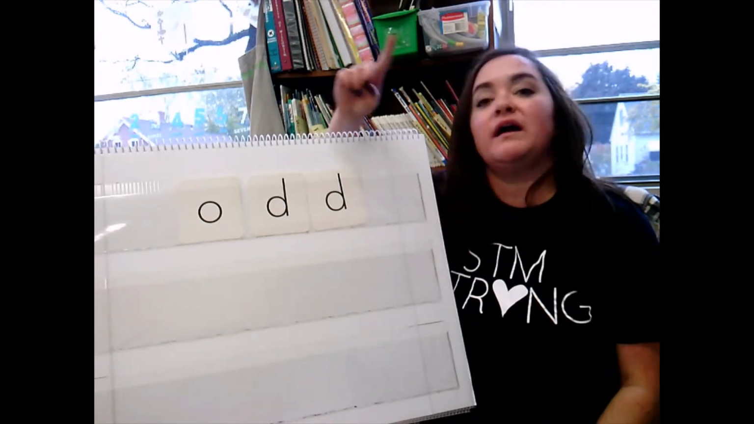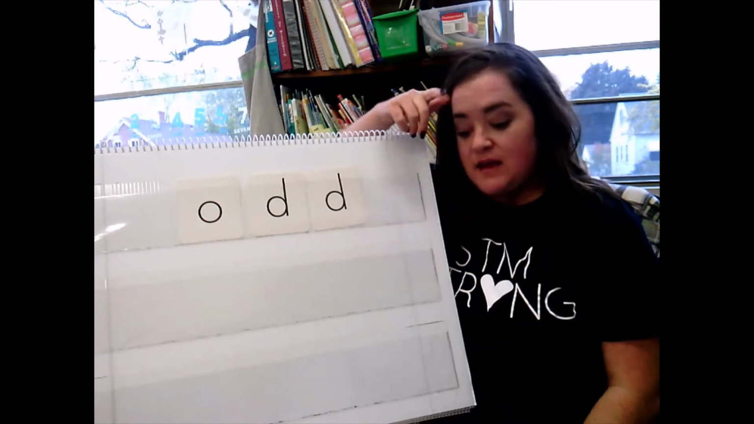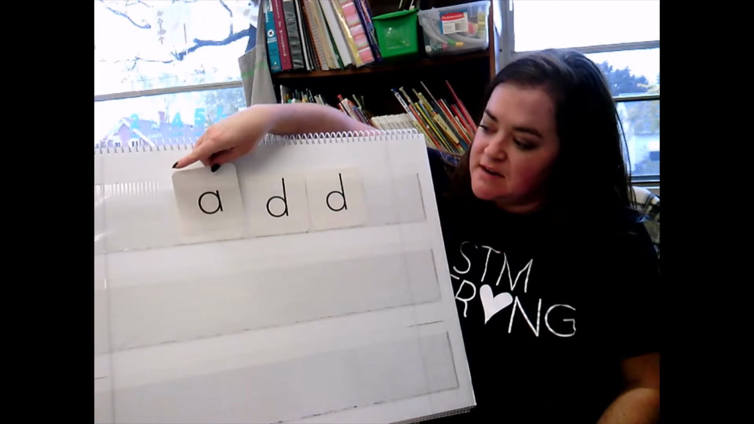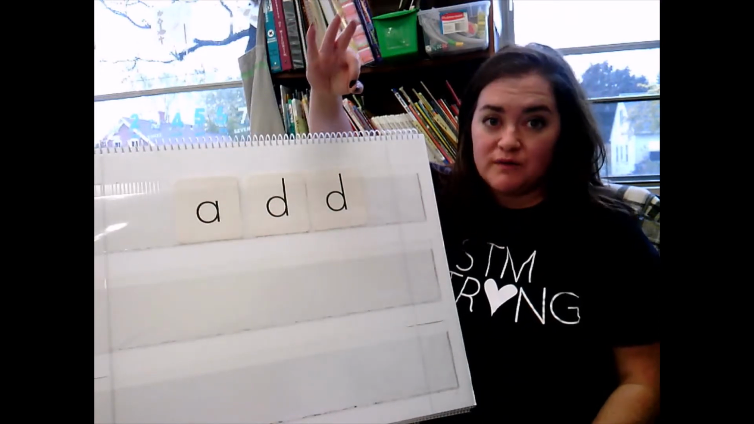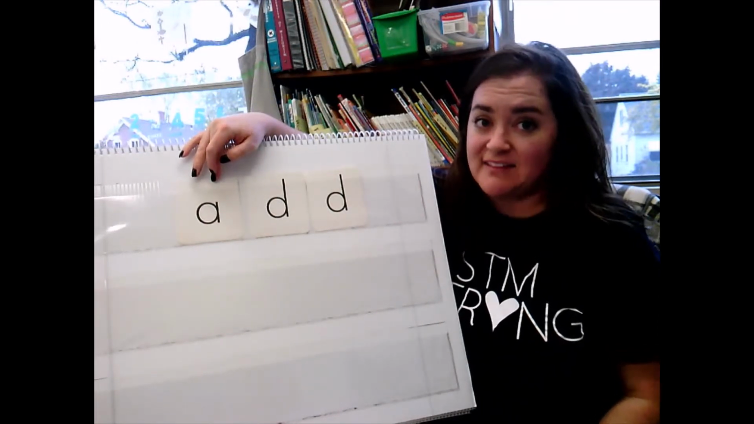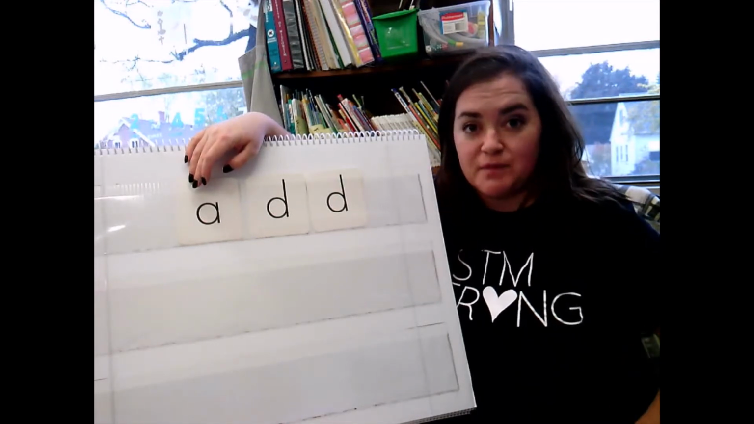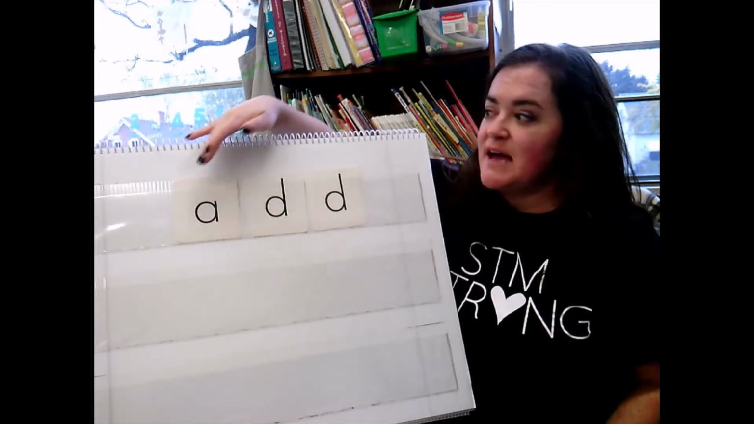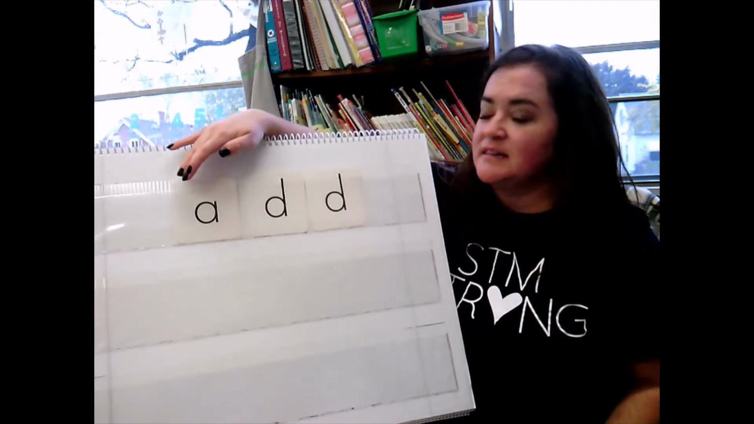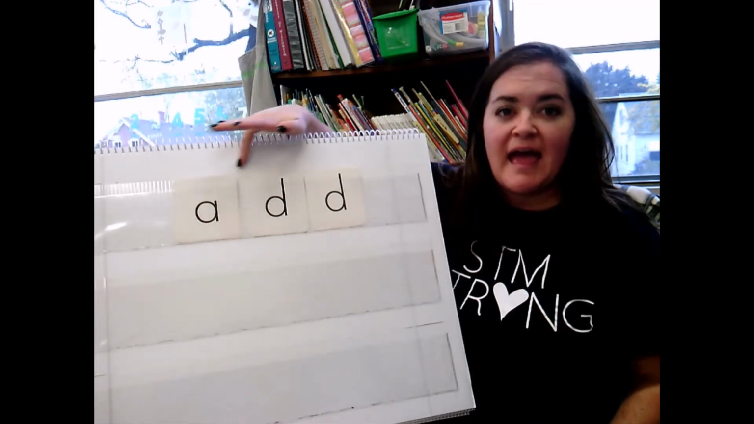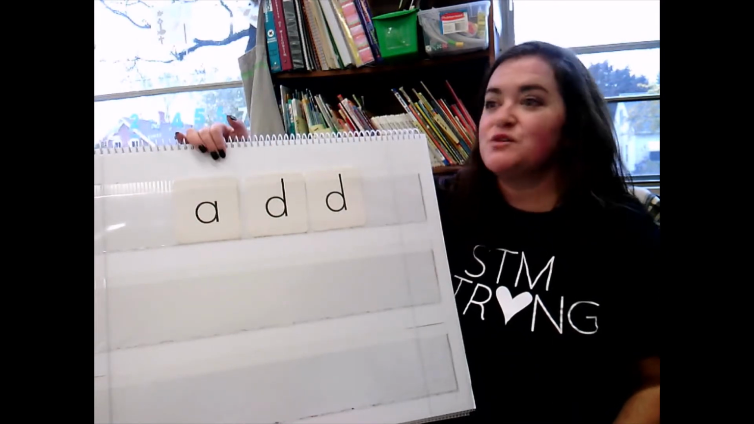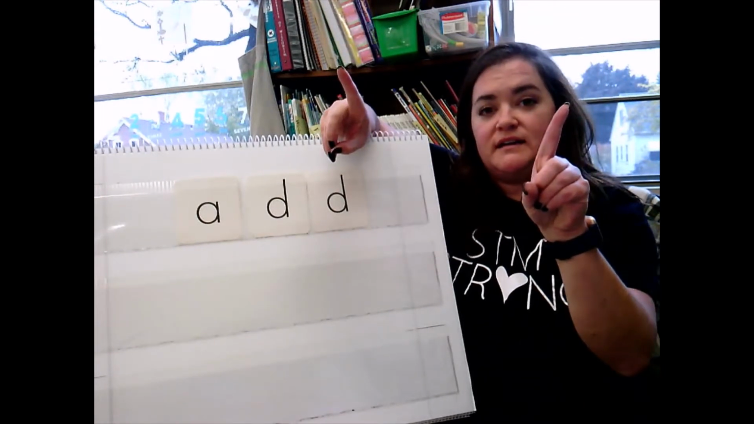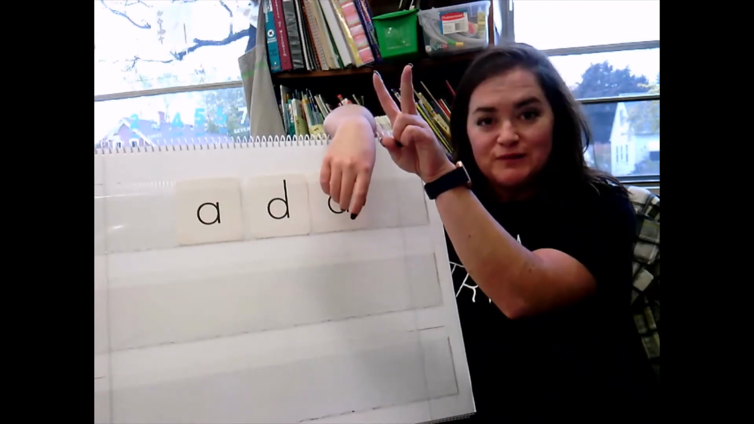I'm gonna change one letter in the word odd, and we're gonna see what new word we made. Instead of the letter O, now we have the letter A. So will you help me chop this one? Add. Let's blend it back together now. Add. It's the word add. Like if you do 1 + 1 and you get 2, that's adding.